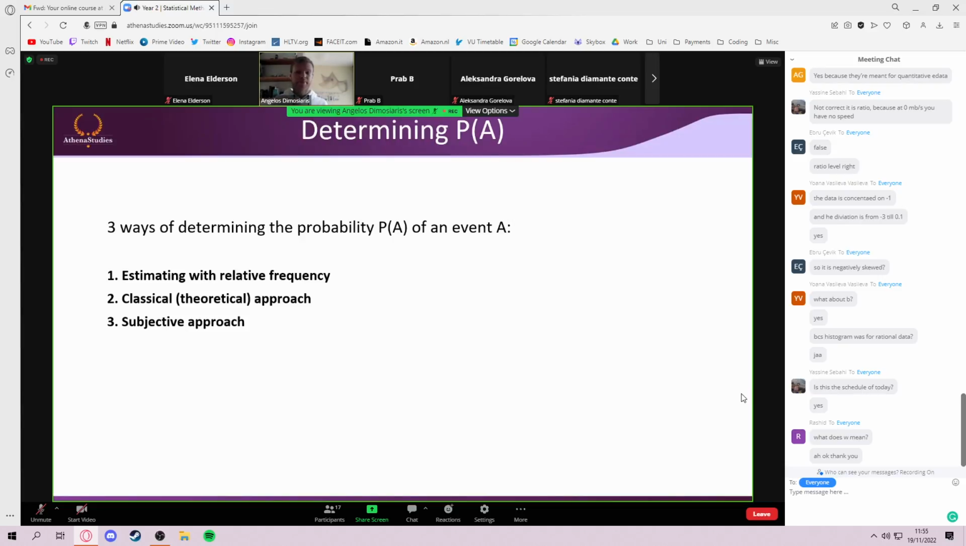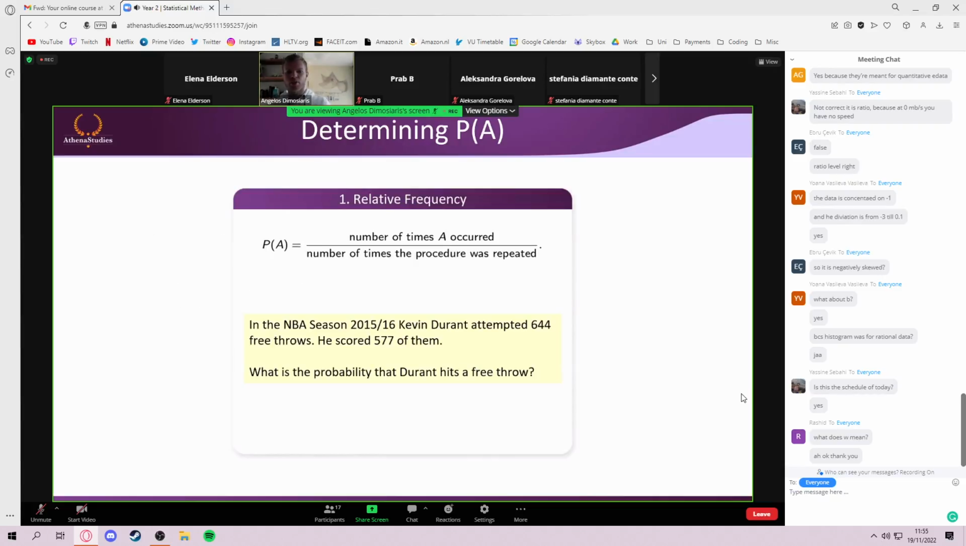how do you determine the probability of an event A to happen? There are 3 different ways and we're going to talk about the first two. The subjective approach is subjective. You can design your approach. But let's first talk about the relative frequency. The relative frequency is really nice because it's very, very easy. So if we get that during the exam, we can celebrate that. We can be very happy because this is an easy question and we want to get all the points from here. So how do we do that?